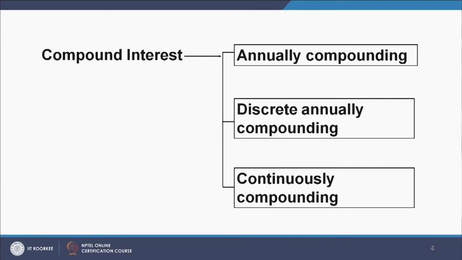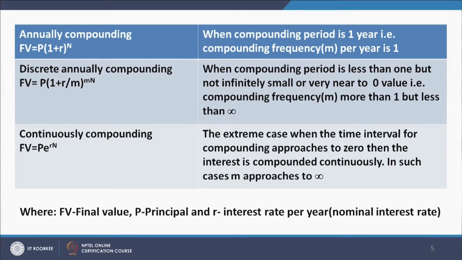If you see the different types of compounding, compound interest can be divided into 3 parts: annual compounding, discrete compounding and continuous compounding. Now, annual compounding is given by FV = P(1 + r)^n when the compounding period is 1 year, that is, compounding frequency m per year is 1.